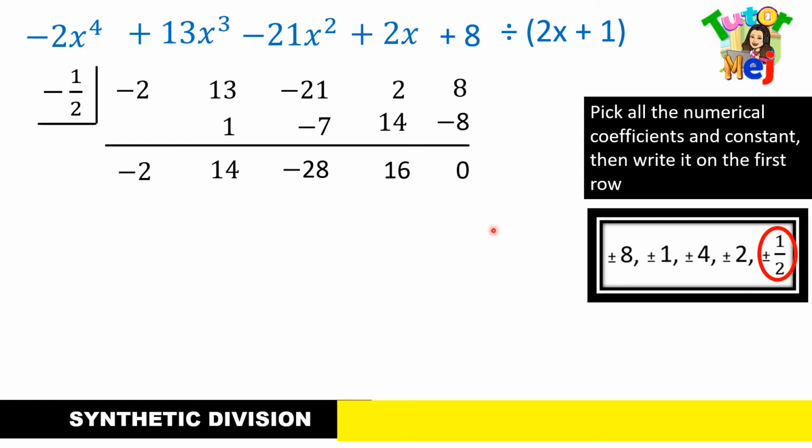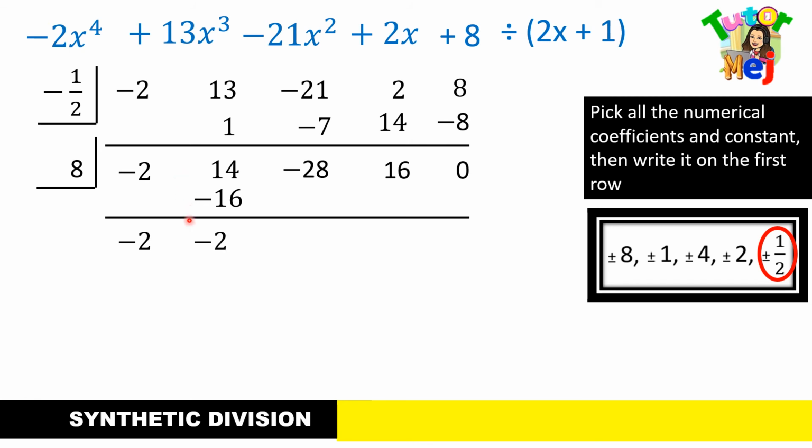Okay, now let's test our 8. So let's take for example, we have here positive 8 as our divisor. Now let's do the first process. Let us bring down negative 2, multiply it to our divisor positive 8. We have negative 16. Adding them up, we got negative 2. Negative 2 times positive 8, we got negative 16. Adding this up, we got negative 44.